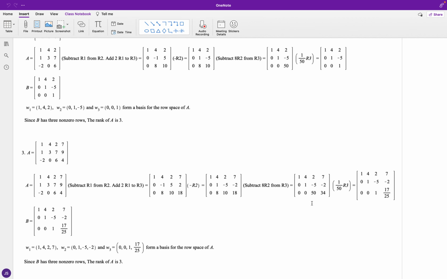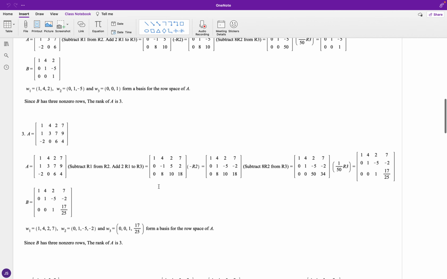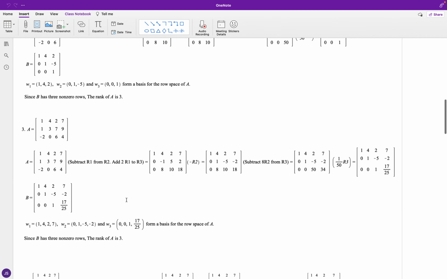And we have 50, I want to change this to a 1. So I'm going to, in essence, divide this last row by 50. And in the arrangement, we will have 0, 0, 1, 17/25ths. And for the row echelon form, matrix B, it comes out to 1, 4, 2, 7, 0, 1, -5, -2. And finally, I have 0, 0, 1, and 17/25ths.